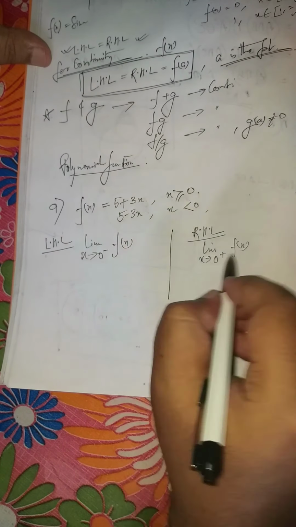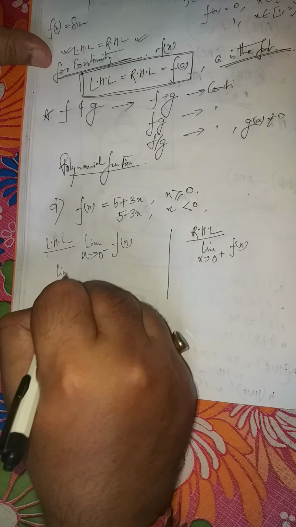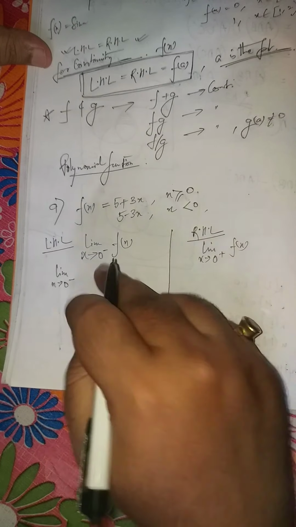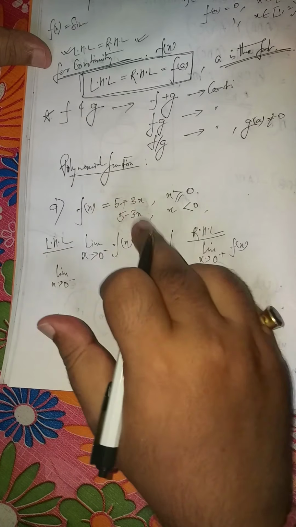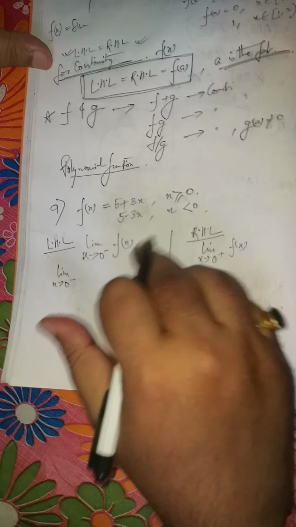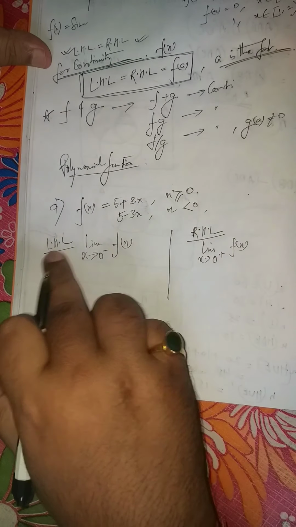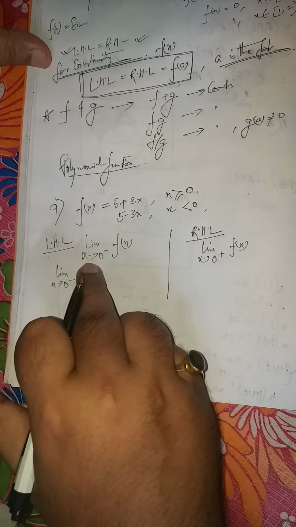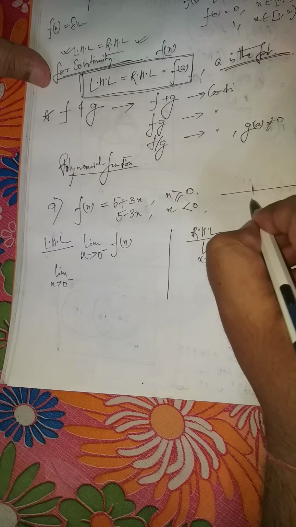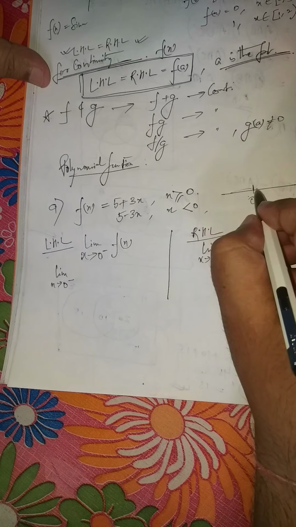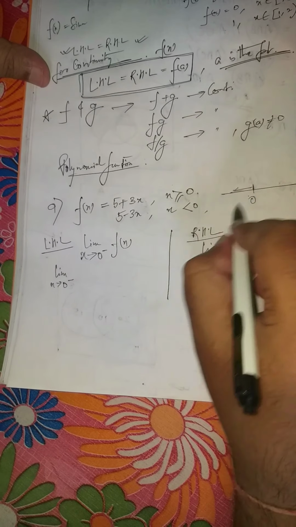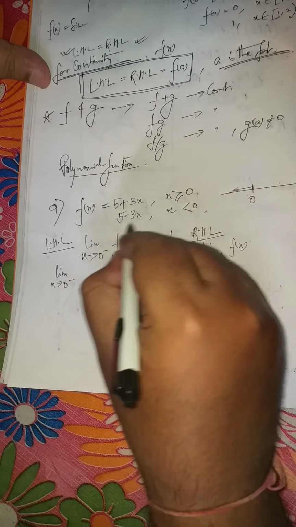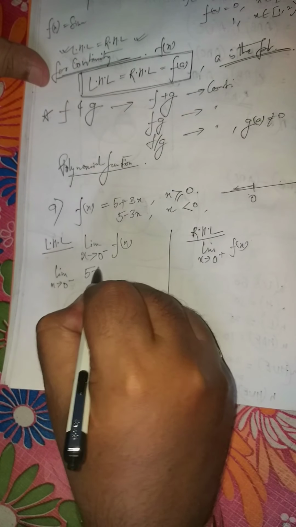Now selection of the function. Limit x tends to 0 minus f of x. Now f of x is defined in two ways, when x is greater than 0 and when x is less than 0. For left hand limit, here x is 0 minus. The tendency is what? 0 minus is left side tendency, right? Left means less than 0. So which function will you take? You will take the second one, 5 minus 3x.